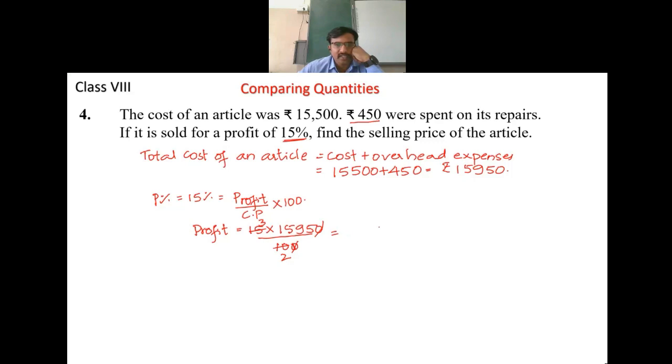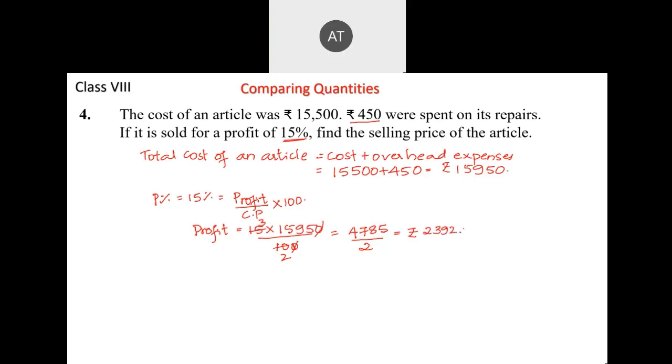It is 15, 1 carry, 27 plus 1, 28, 2 carry, 15 plus 2 is 17. This becomes 4785 divided by 2. So we get the profit as rupees 2392.5.